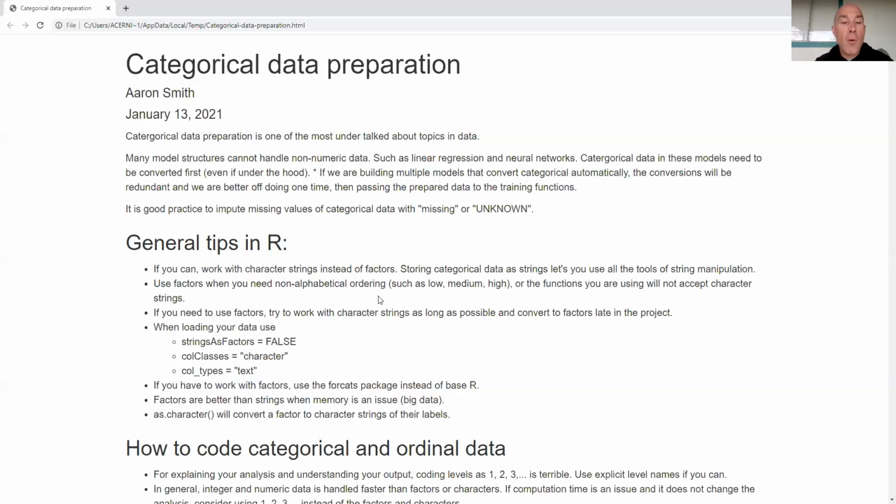Another time that I will be using factors is when there are functions in R that only accept factors and will not accept character strings. And in that case, I go ahead and I use it.